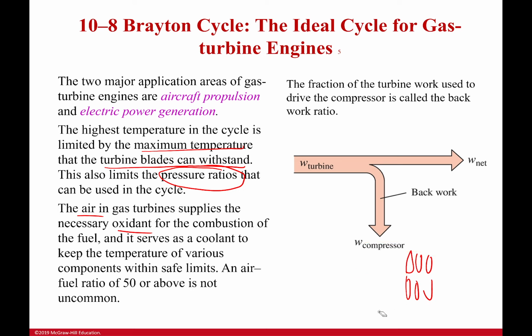So we have to be very careful about that when we're using these cycles, that we have as much work being produced as possible without melting down our compressor, melting down our turbine, because then the plane doesn't fly anymore. We don't want that to happen.